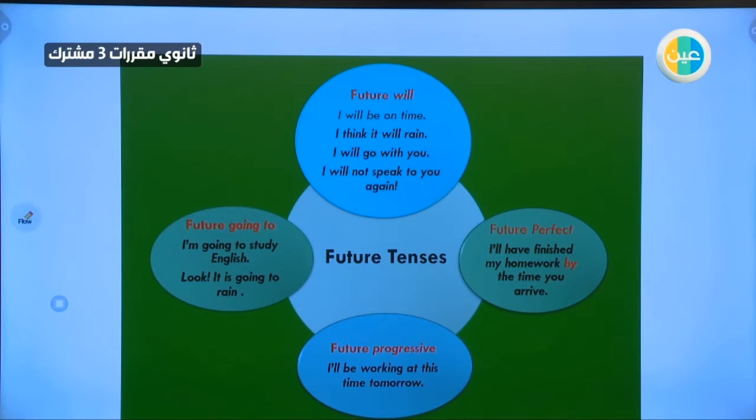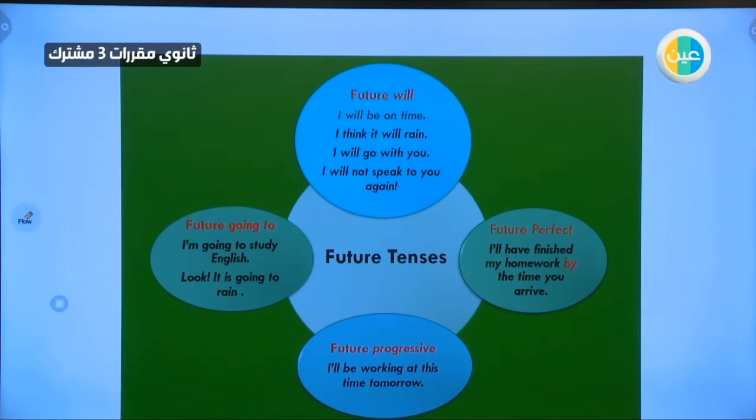And the other one, look, here you have evidence. You are sure that this thing will happen. So if you are sure, you are going to use going to, not will. If you are not sure, well, okay? So look, I have evidence. It's going to rain. So I'm going to use going to, okay?